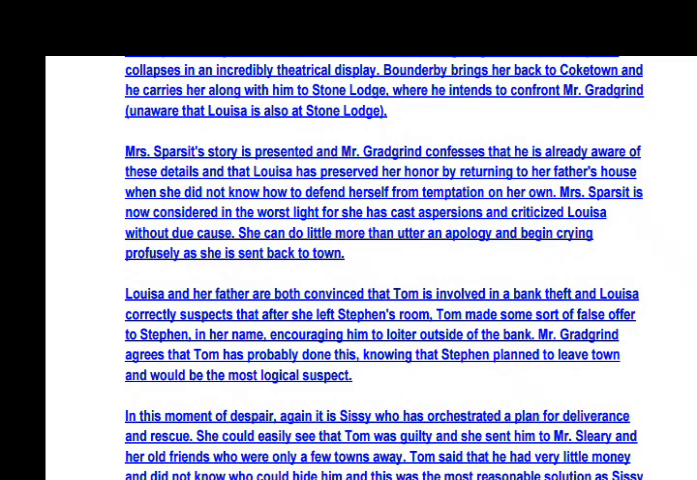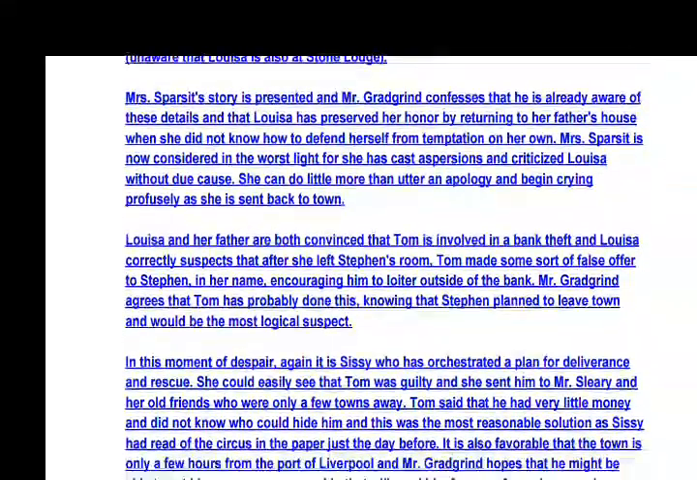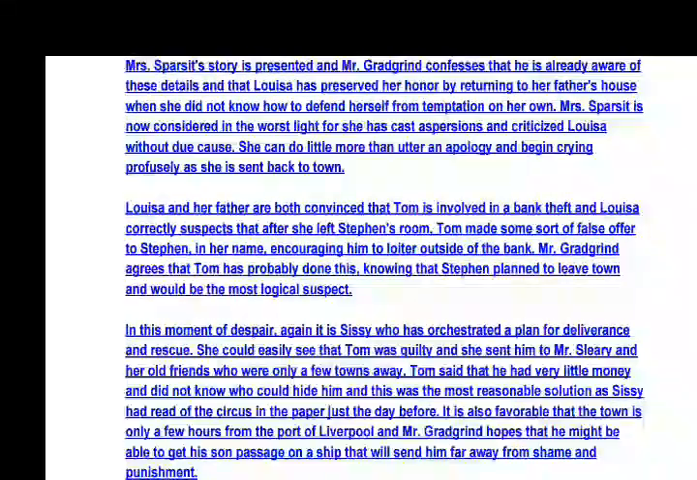Mrs. Sparsit is now considered in the worst light, for she has cast aspersions and criticized Louisa without due cause. She can do little more than utter an apology and begin crying profusely, and she is sent back to town.